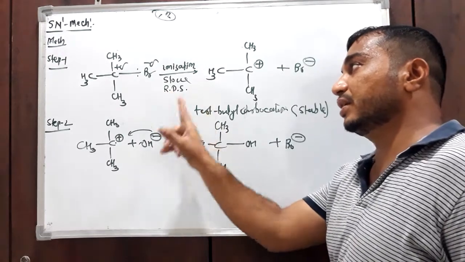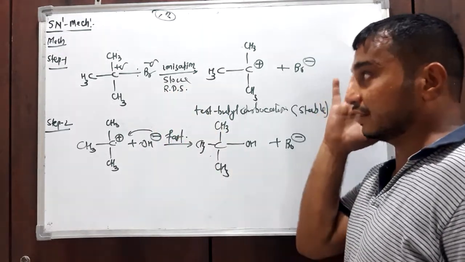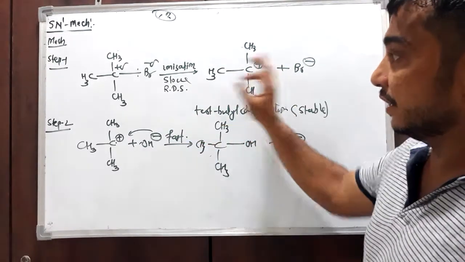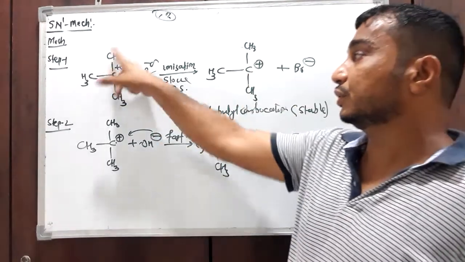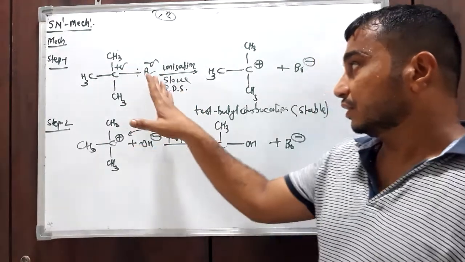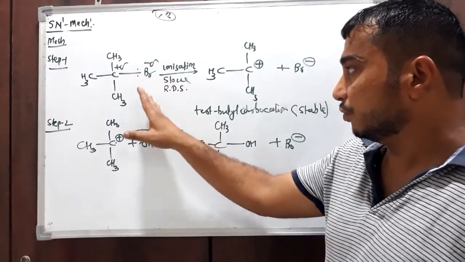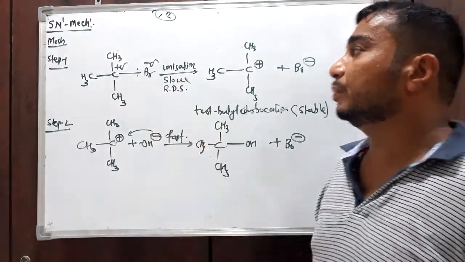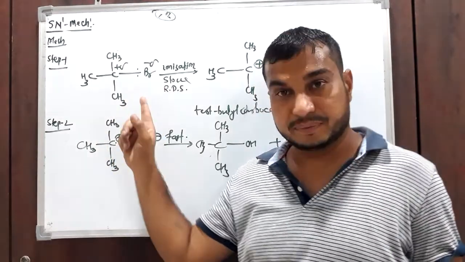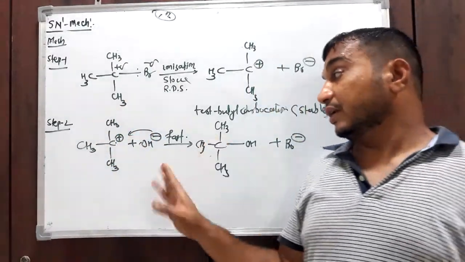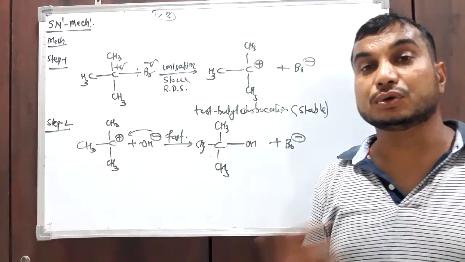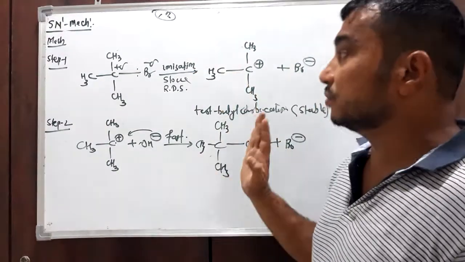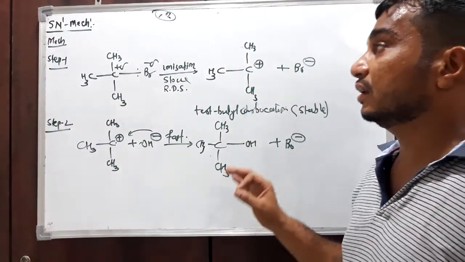Therefore step 1 is RDS, and it is clear that kinetically the rate of RDS depends upon the concentration of tertiary butyl bromide, because there is no involvement of KOH or OH minus ion in RDS. Therefore speed depends only on the concentration of tertiary butyl bromide. So if we increase or decrease the concentration of OH minus ion, there is no change in the speed of the reaction. Okay, so these are the simple steps involved in the SN1 reaction.